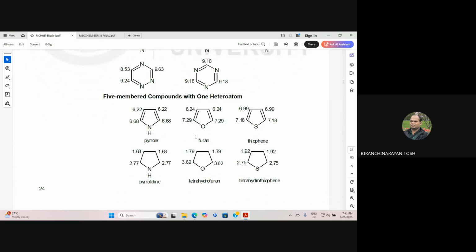Some 5-member compounds with heteroatoms, the values are also given, so that you can remember.